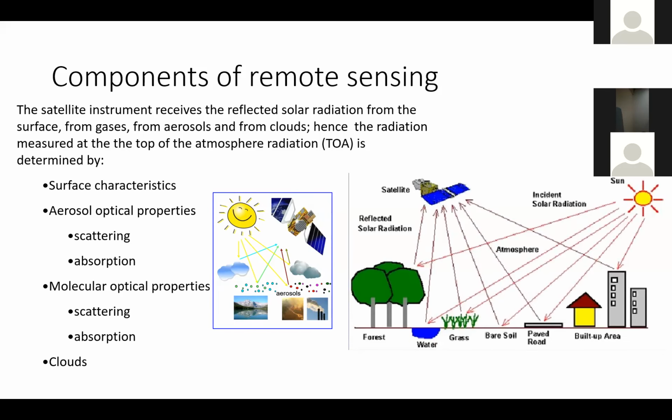What if there are no obstacles? Then the solar energy reaches the surface, and then it's also absorbed and scattered by the Earth, and then it's transmitted back to space, back to the instrument. So the satellite gets the signal which is emitted by the sun, but it is absorbed or scattered or transformed back to the atmosphere.